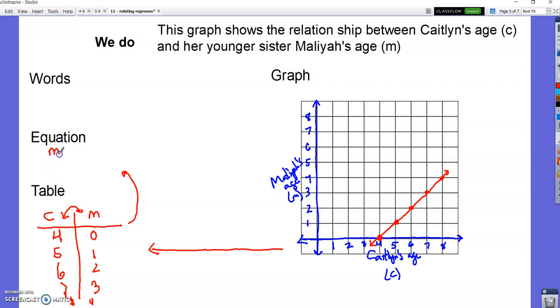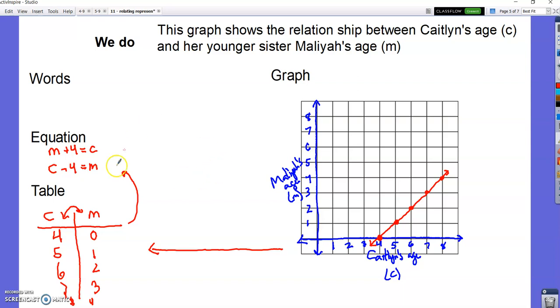So I can write Malia plus 4 always gives me Caitlin's age. Or I can do Caitlin's age, subtract 4, always gives me Malia's age. And again, I know I'm going very fast, so if you need to pause or rewind to think this through, please do. I'm just going fast because I have a firm time limit that I'm approaching.